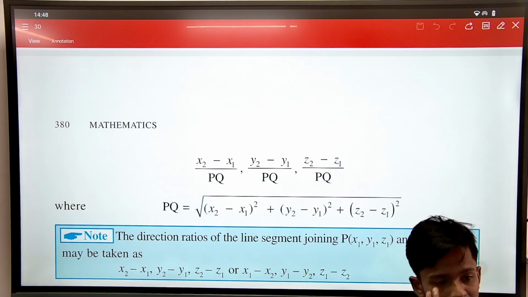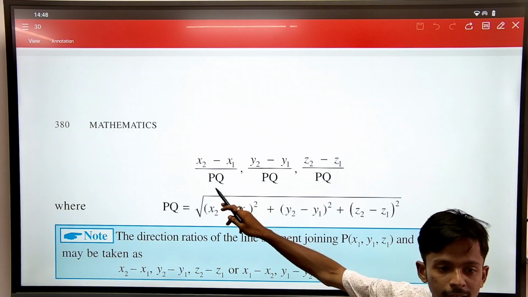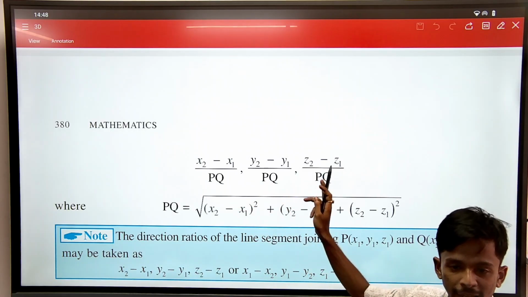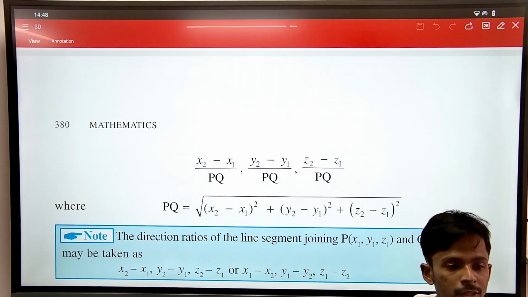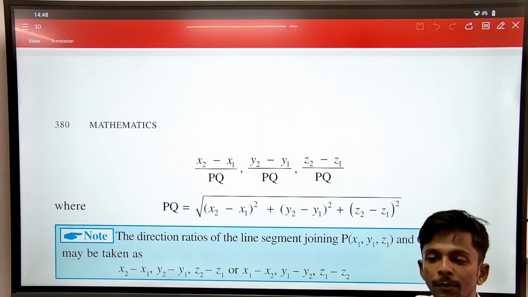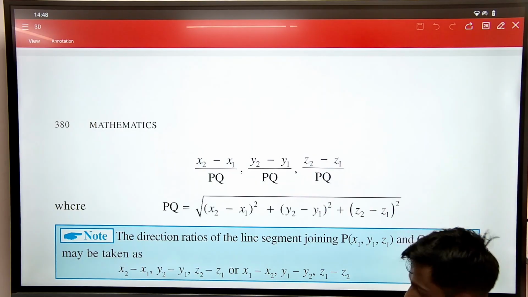Because direction cosines, na, this will be the value of l, this is the value of m, this is the value of n. So these are the values of l comma m comma n. This is not an equation, right? These are just some values of l, m, n. So this is the first equation, okay? Okay, next point.